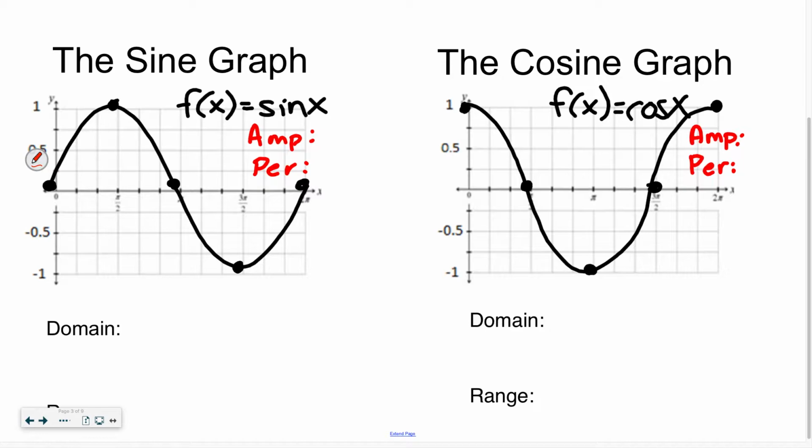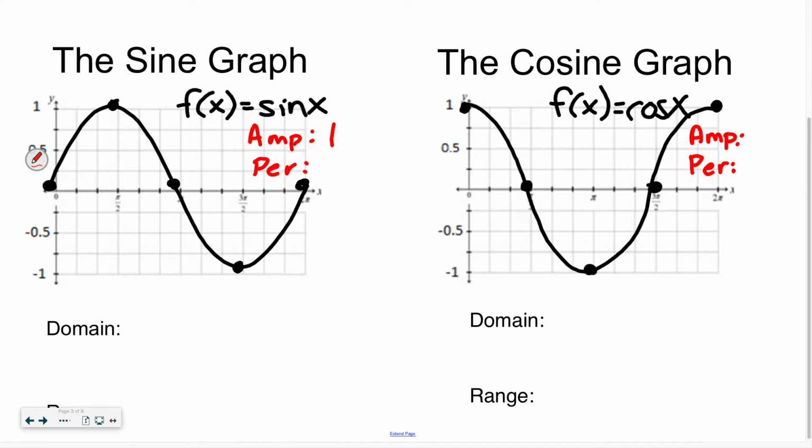So remember, amplitude was half the distance from the minimum to the maximum. The amplitude for a sine graph is what value then? 1. Half the distance from the min to the max. The min is -1, the max is +1. That's a distance of 2, so the amplitude is 1. It's really like half the distance from the midline. So amplitude would be 1.